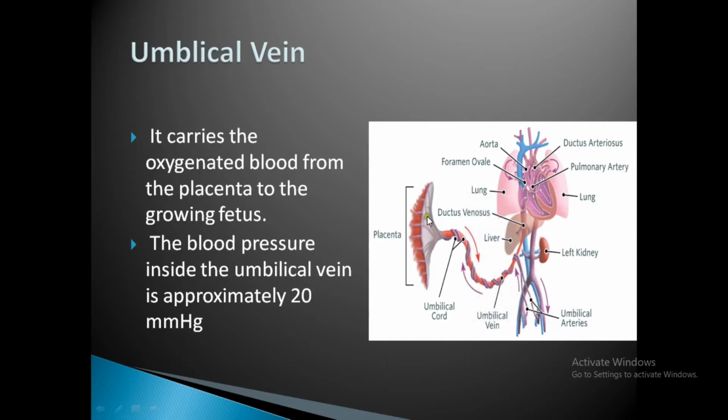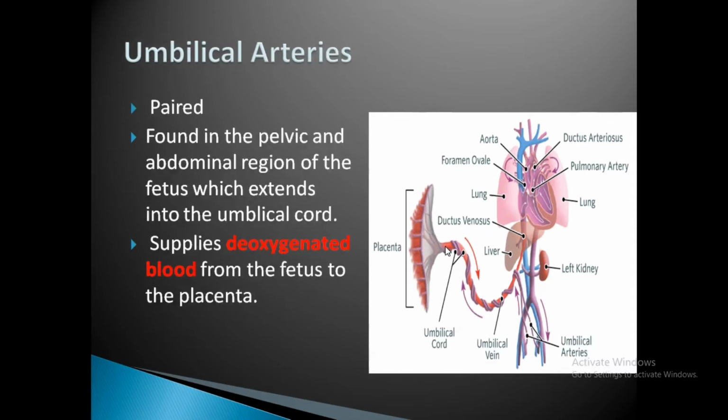So this is the placenta, and this is the umbilical cord containing the umbilical vessels. When we are discussing the umbilical vein, see, the color of the umbilical vein is red because it carries oxygenated blood. And where does this oxygenated blood come from? It comes from the placenta to the growing fetus. The blood pressure inside the umbilical vein is approximately 20 millimeters of mercury.